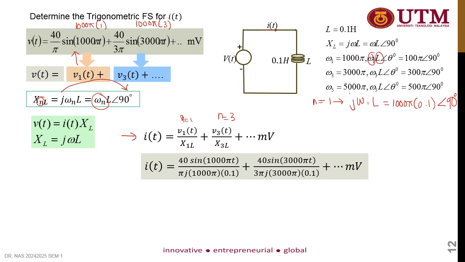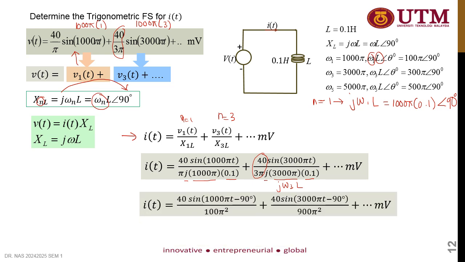XL1. So in this case, 40 over pi. So your XL is j omega 1 L. Okay, plus the third harmonic is 40 divided by 3 pi, and then divided by XL3. So j, this is omega 3, this is your L. So it's j omega 3 L.